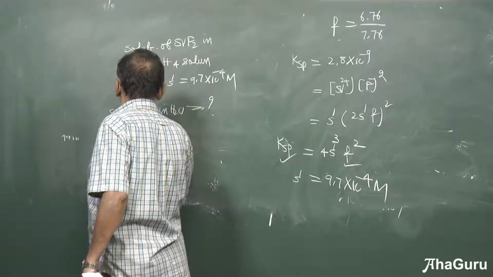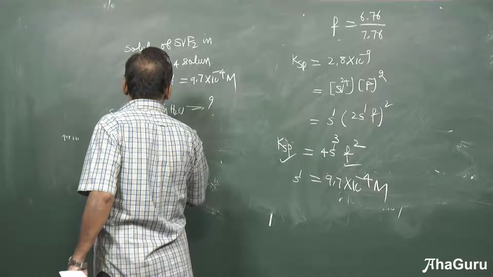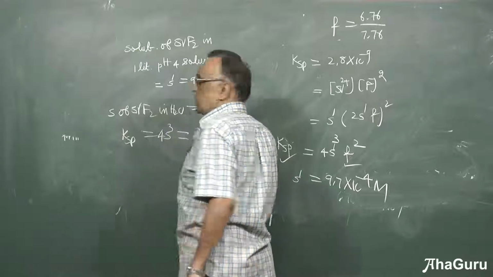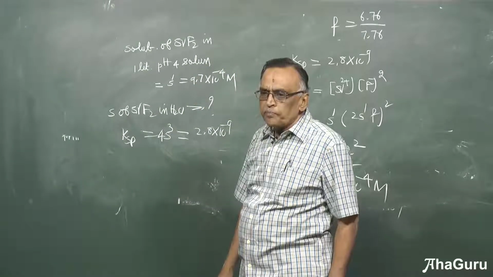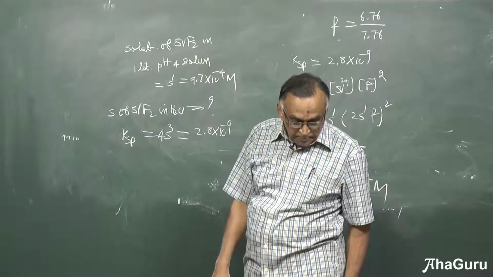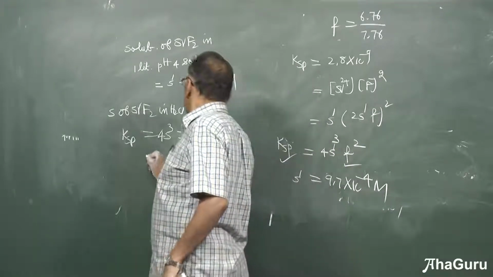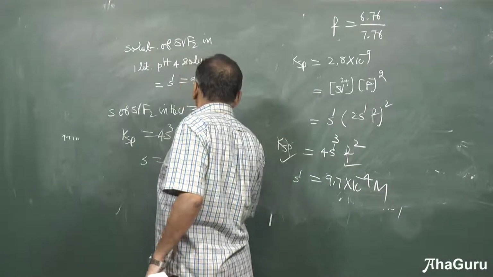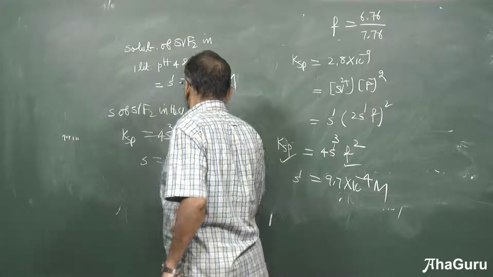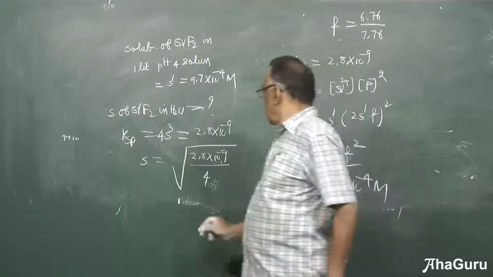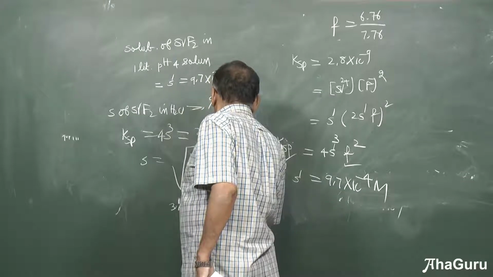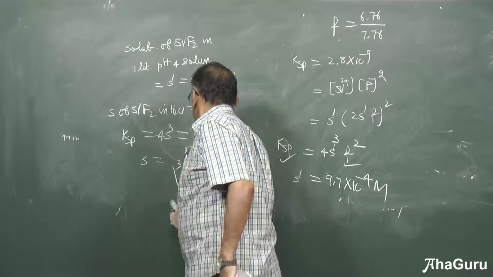KSP equal to 4S cube. Correct? 4S cube is 2.8 into 10 power minus 9. Why 4S cube? 1:2 type of salt. Calculate S, the solubility in water. S is cube root of 2.8 into 10 power minus 9 divided by 4. If you simplify, you will get 3.4 into 10 power minus 4, which you check.